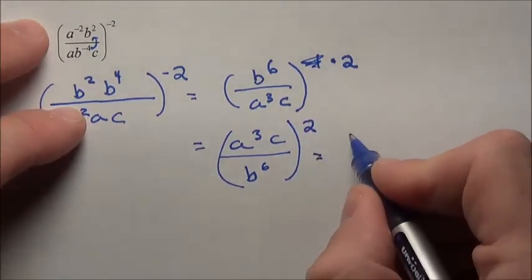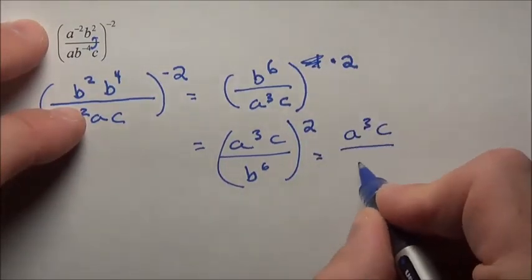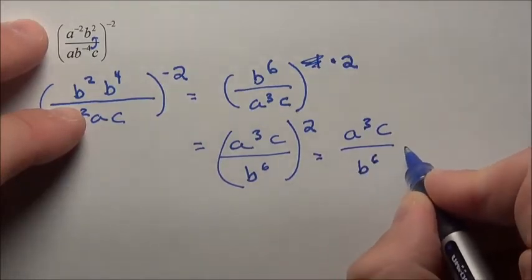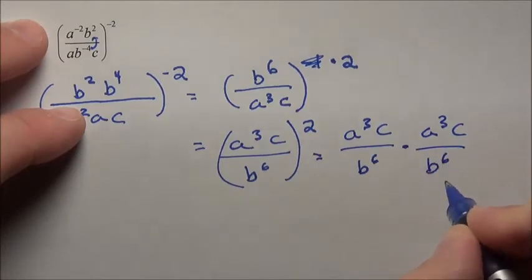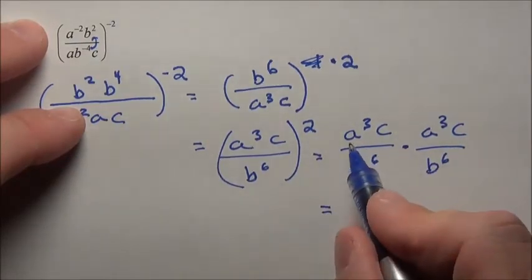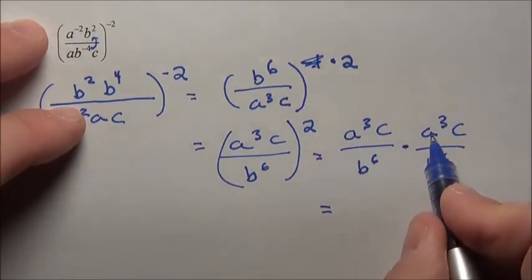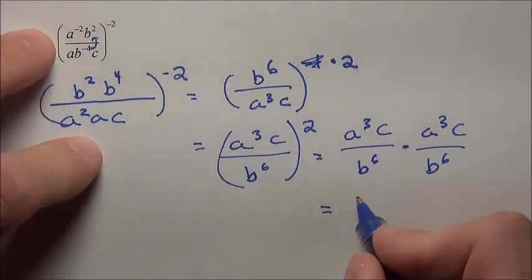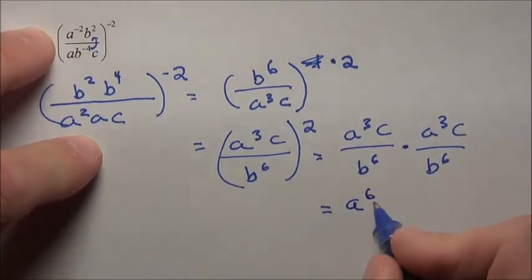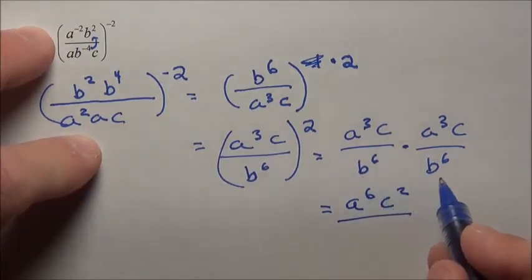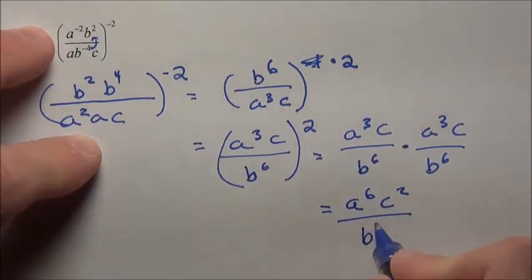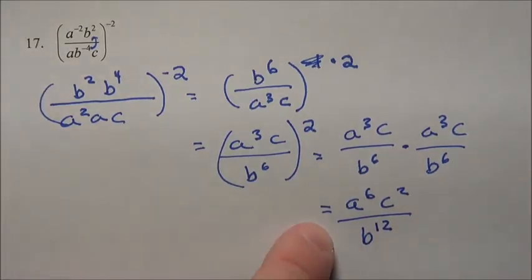So now what we have is A to the 3rd C over B to the 6th times itself again. And that then will give us A to the 3rd times A to the 3rd, that's AAA AAA, that's A to the 6th. C times C, that's C squared. In the bottom you have B, B, B, B, B, B, and B, B, B, B, B, B. So how many do you have? You have 12. There's your final answer.